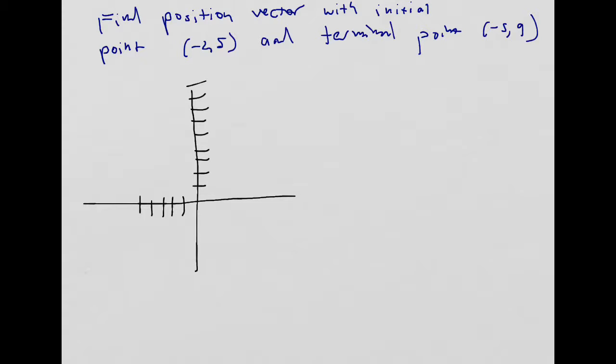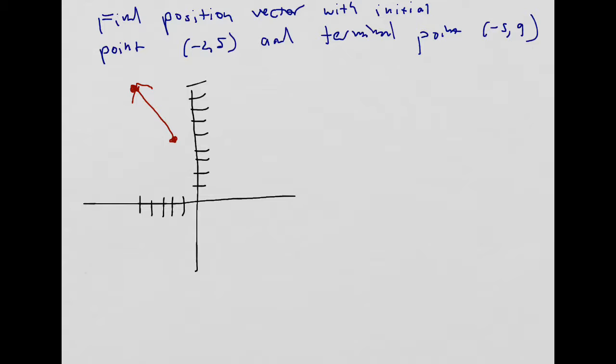Okay, so what do we got going on here? The initial point is at (-2, 5), right? So this is the initial point. The terminal point is at (-5, 9), right? So that means this vector is going this way. Remember, a vector has magnitude and direction, so you're going to make sure you denote the direction with the arrow. Once again, it does make a big difference. All right, so that is that vector with the initial point at (-2, 5) and the terminal point at (-5, 9).